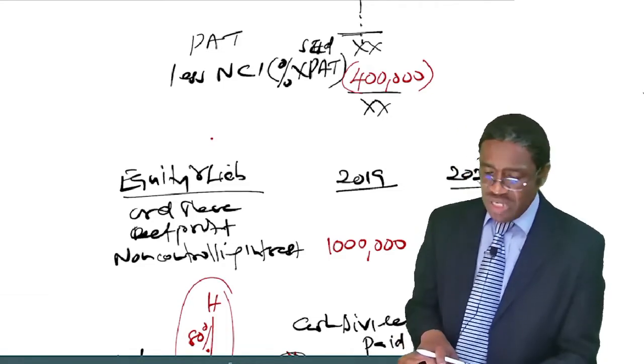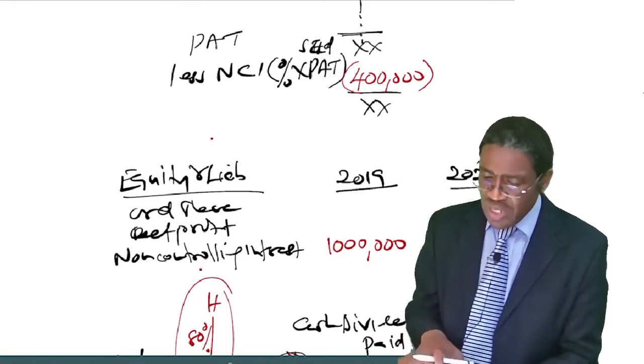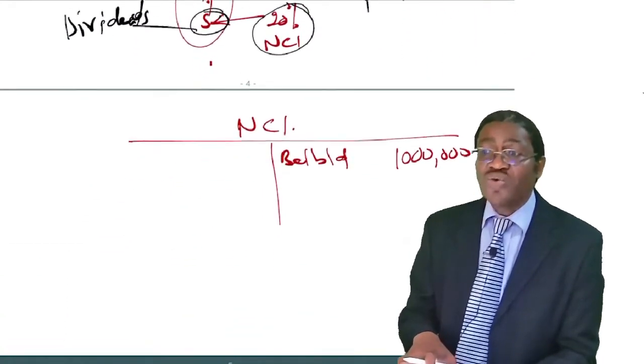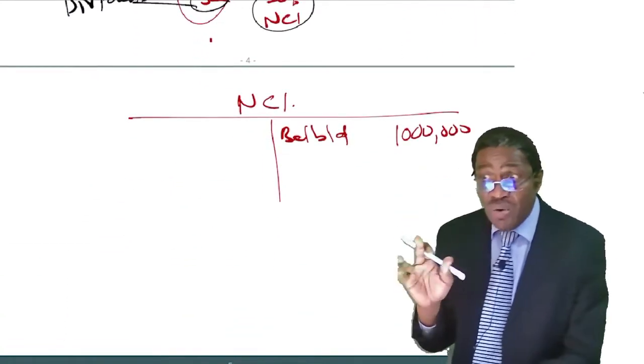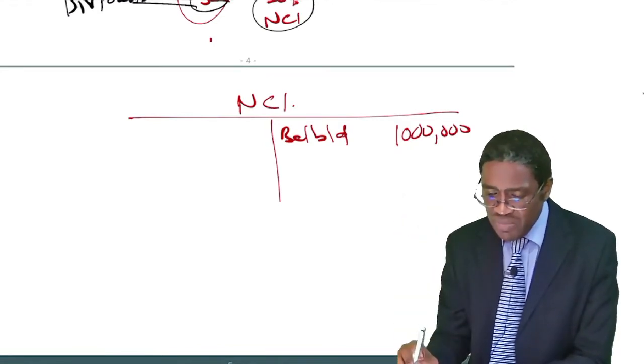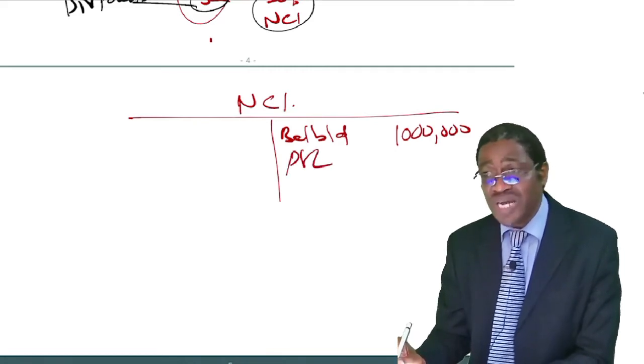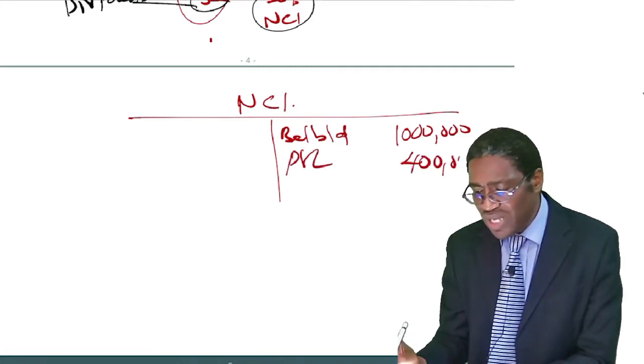But then it belongs to them. So you, as a holding company, come and increase what you owe to the non-controlling shareholders by their share of the profit this year. So you come and give them from the P&L account what they are entitled to. From the P&L account, we have seen they are entitled to another 400.